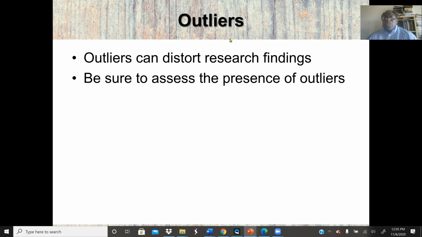So next is outliers. We talk about outlier data. These are data that are very small or very large, and they can cause a significant problem with our data, especially if we are doing parametric testing. It can be a very big problem. That's why outliers distort the research findings. So here we have to be sure to assess the presence of outliers.